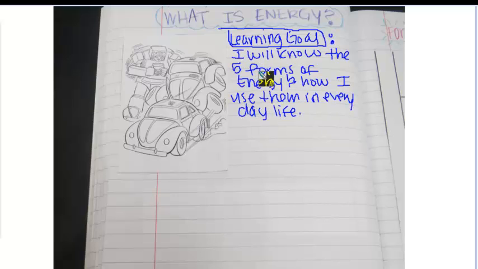Now, as you guys know, it's hard for me to write small on the Mimeo, so this may not take up that much room. We want to make sure in our journals we are never writing too big, but also not too small. So that is our learning goal for today.